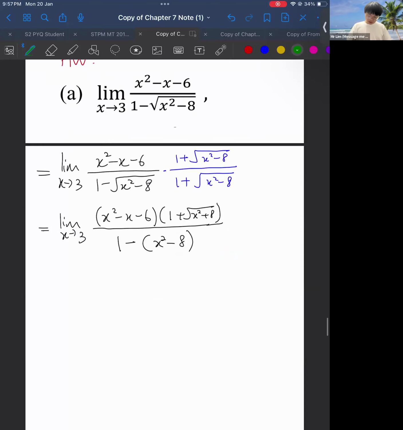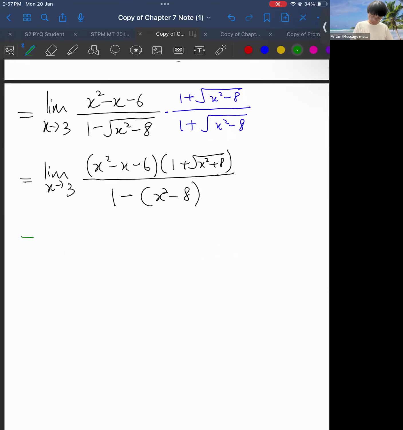The denominator is 9 minus x squared, right? 1 plus 8, because 1 plus negative, positive. So 9 minus x squared. And the numerator is x squared minus 6 minus x squared minus x minus 6.